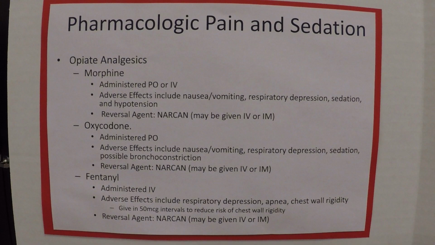The adverse effects of this are respiratory depression, apnea, and chest wall rigidity. It is given in 50 microgram intervals to reduce the risk of chest wall rigidity. So you want to make sure when you're giving that fentanyl, you push it slow, and you want to make sure you're aware of your dosages. And also the reversal agent for this is Narcan.